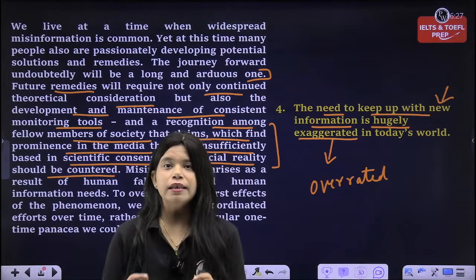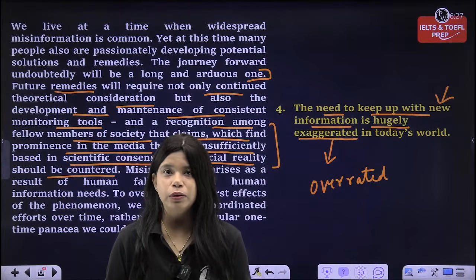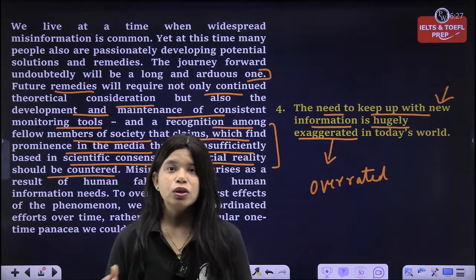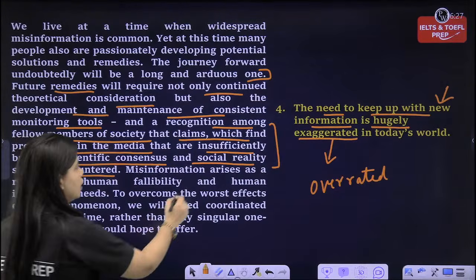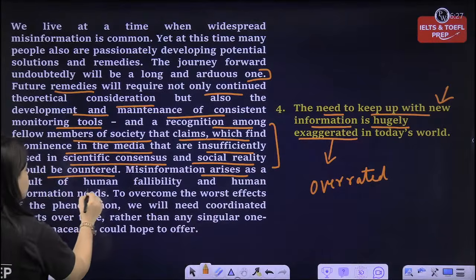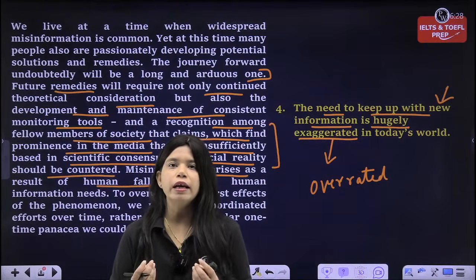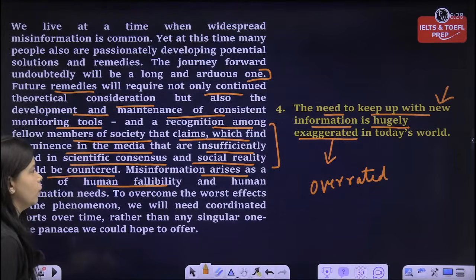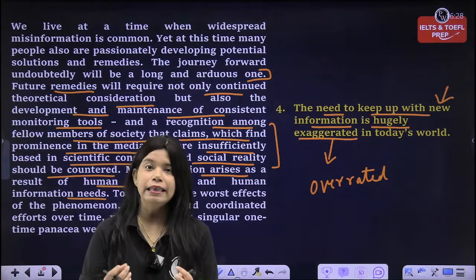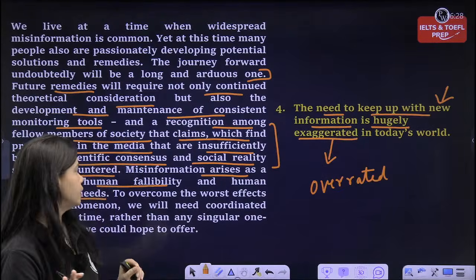So in this lengthy sentence, they are saying that sometimes media makes claims that our information is genuine, even though it is not. So such claims should be opposed. That is what they are saying here. Moving on, it says misinformation arises as a result of human fallibility. Human fallibility means human error. Human error की वजह से misinformation आती है. So it arises as a result of human fallibility and human information needs. So हमारी information की needs हैं, उसकी वजह से कई बारी misinformation आती है. This is what they are saying so far.